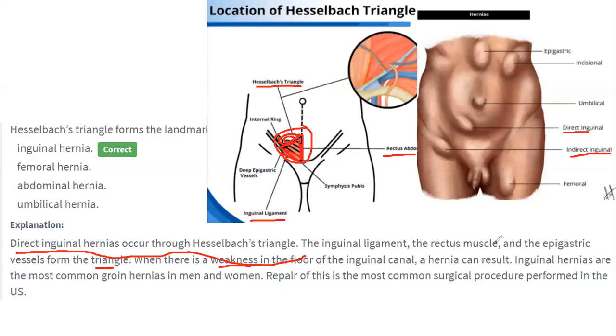And indirect hernias are the most common groin hernias in men and women. So this is the second point we learn. Inguinal hernia, most common groin hernias. This area is called the groin. And repair of this is the most common surgical procedure performed in the United States.